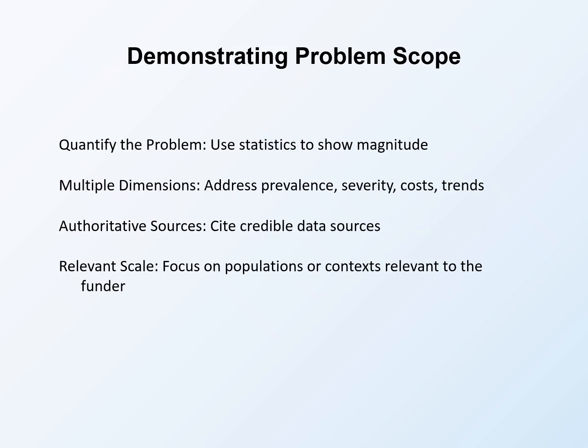Demonstrating problem scope requires quantifying the problem convincingly. Quantify the problem using statistics that show its magnitude. How many people are affected? What percentage of the population? What is the economic burden? What is the mortality or morbidity rate? Numbers make scope concrete rather than abstract.